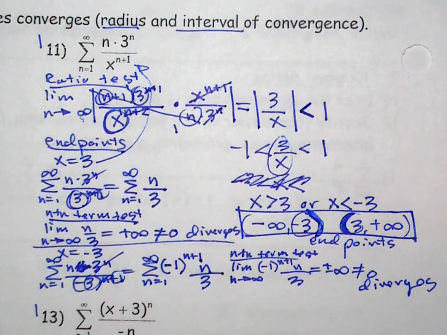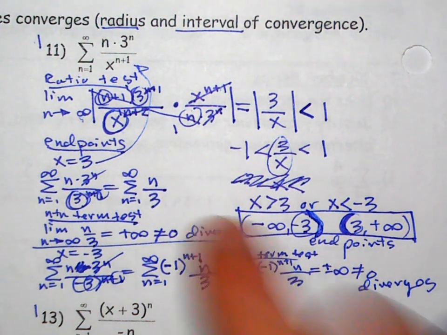Radius of convergence, I feel like doesn't make as much sense in this problem because it's not that typical single interval centered around the center. So probably won't do radius of convergence for this one. But yeah, test the endpoints.